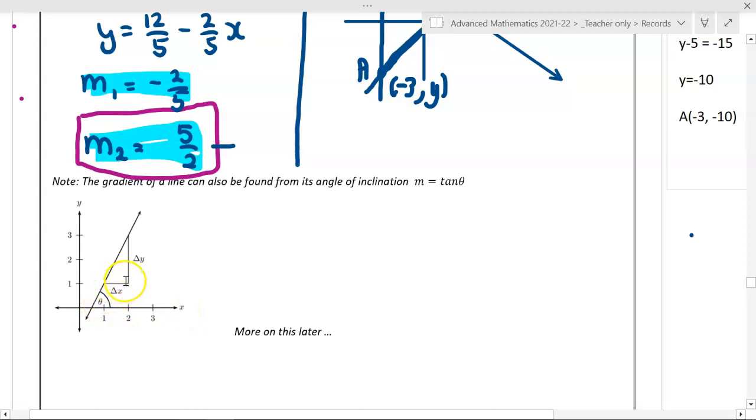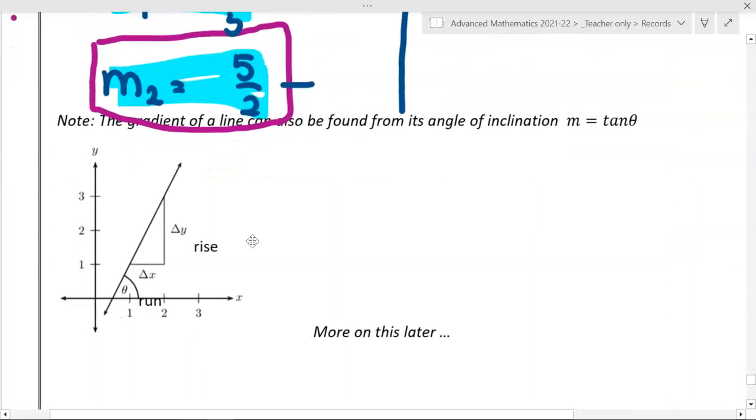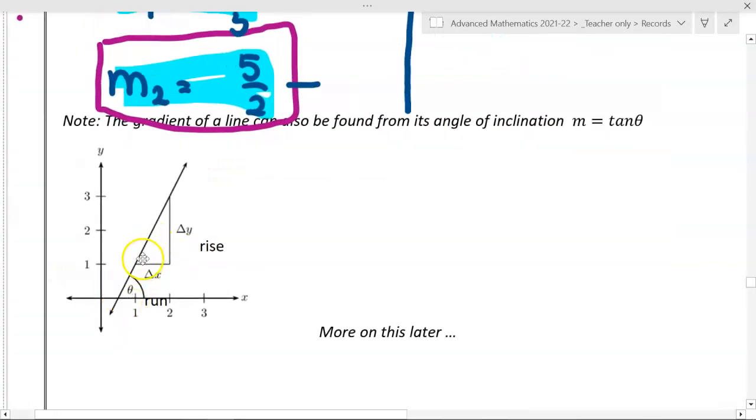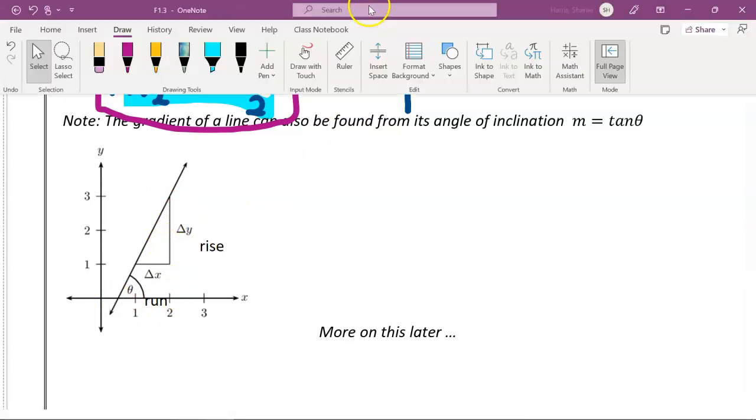So hopefully you agree with me that gradient is rise over run. So I probably should write rise there, and rather than change in x, you're probably more familiar with run at the bottom there. So add those in. Now hopefully you agree with me that this angle theta will be the same as this angle, but really they should have drawn a big triangle here, so I might fix that up. It's not the best diagram.